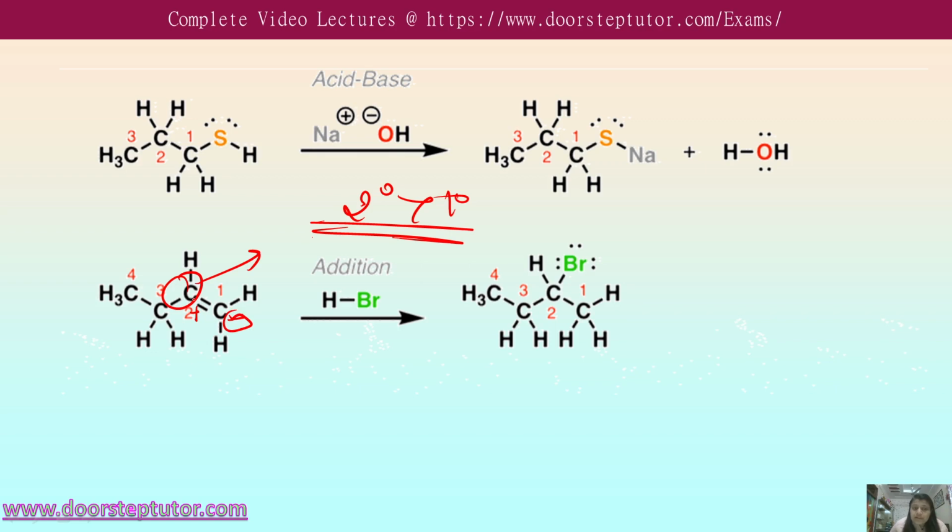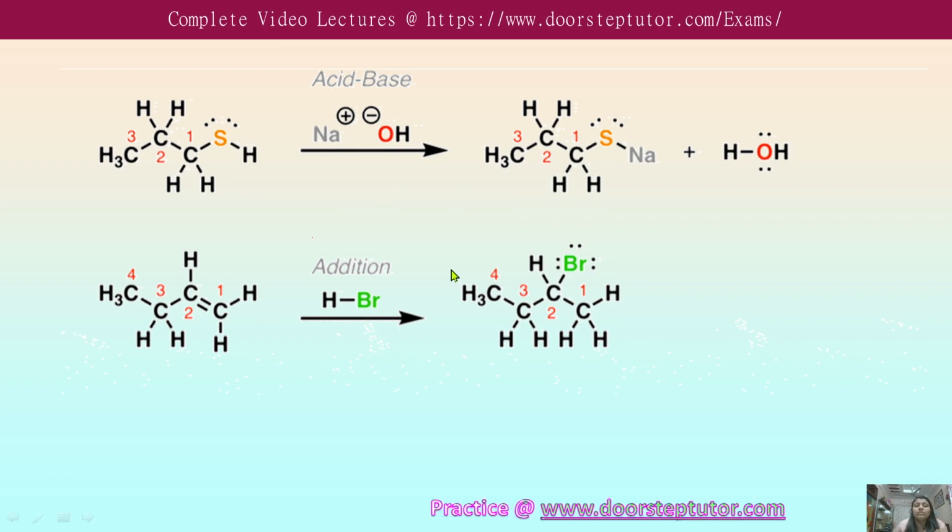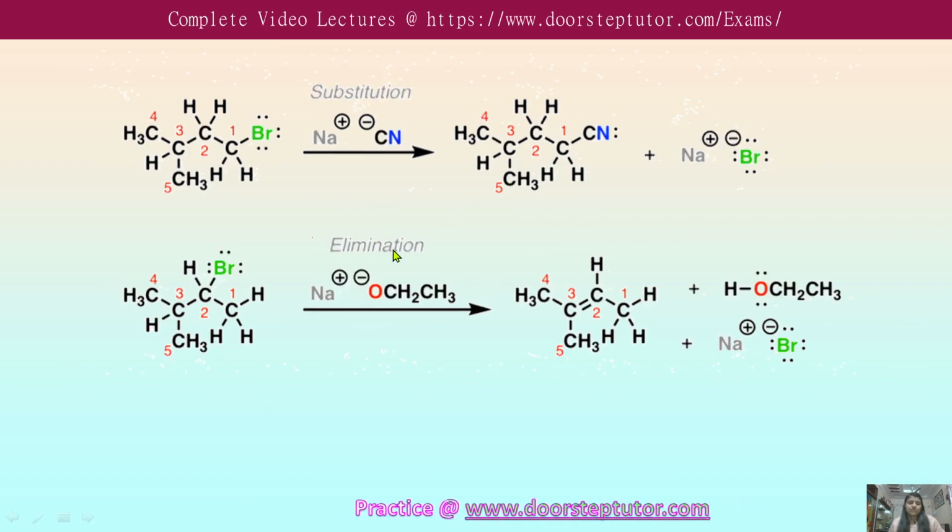The positive carbon center contains the new carbon-bromine bond, and the carbon with the negative charge acquires a new CH bond. So there is a new C-Br bond and a new C-H bond. So this is the addition reaction. You should know how to distinguish between acid-base and addition reactions.